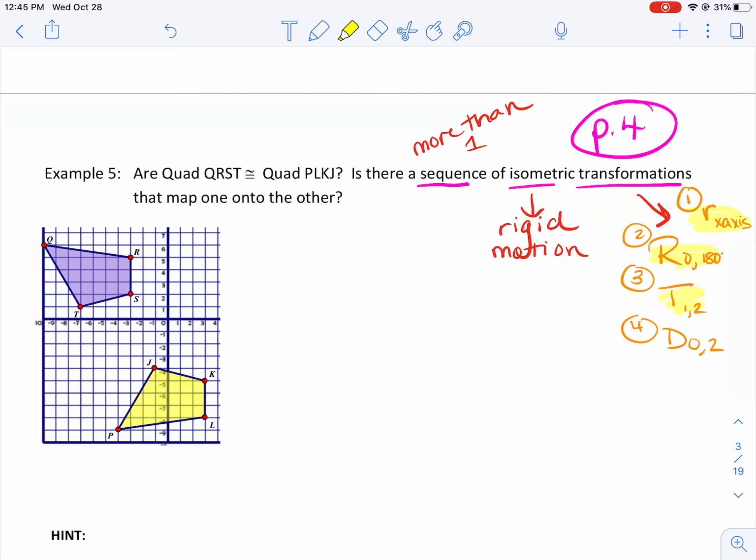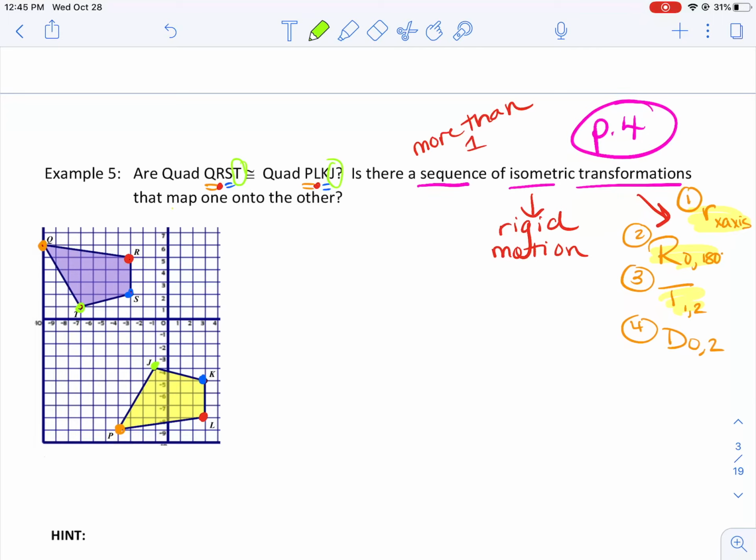So if we look at quad QRST and quad PLKJ, what I want to point out to you guys is that these letters are put in order and purpose. Q matches with P. R matches with L. I don't want to shock you guys, but what do you think is going to happen with S now? S is going to match with K. And then, last but not least, T is going to match with J. It's named that way on purpose. And if you didn't name it that way, you would actually be wrong, okay?